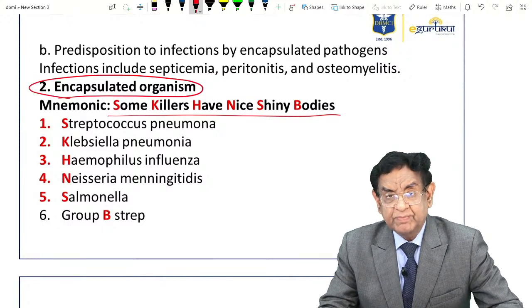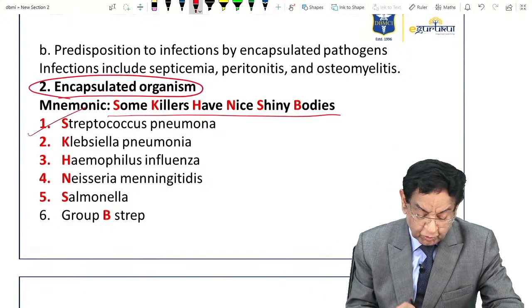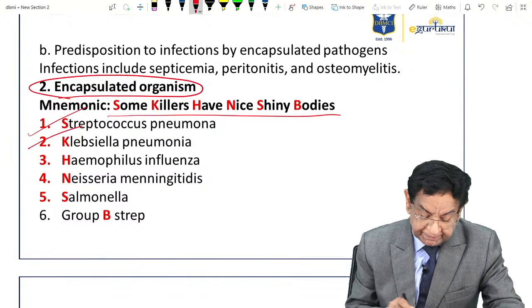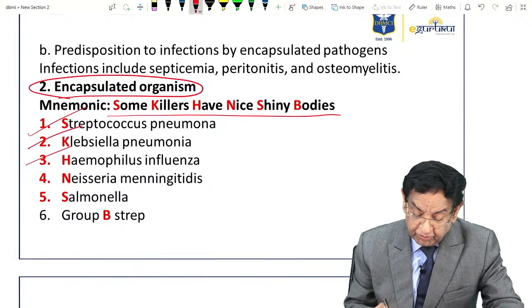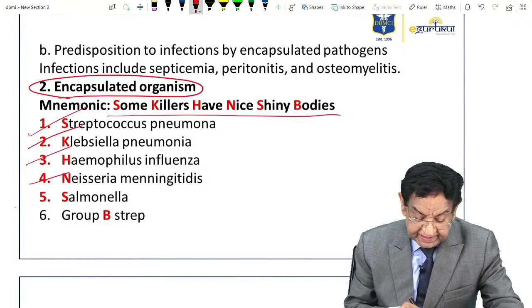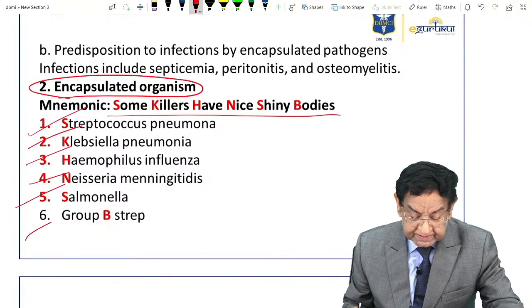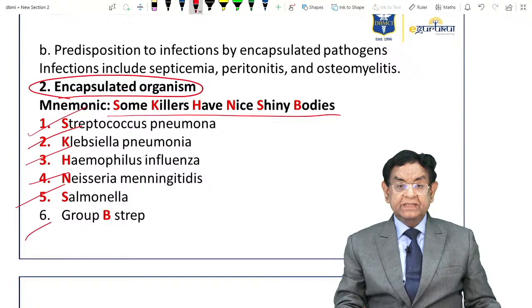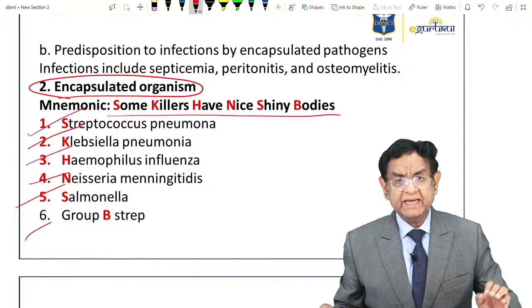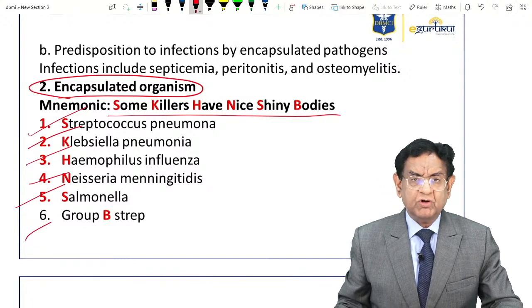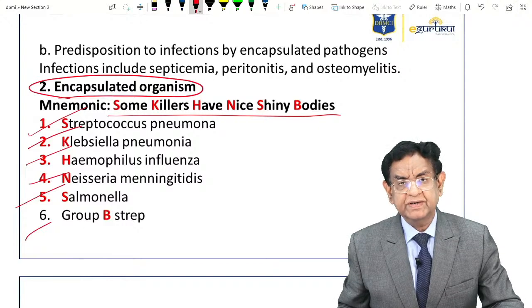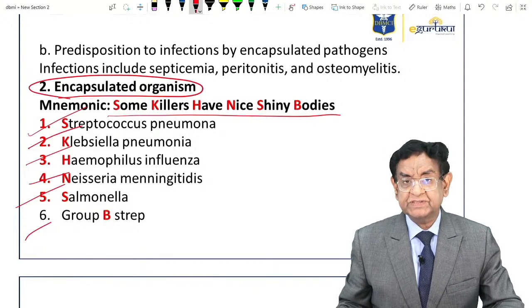What does the mnemonic stand for? S for Streptococcus pneumoniae, Klebsiella, Haemophilus, Neisseria, Salmonella and group B Streptococci. This is the mnemonic. They are encapsulated bacteria, which commonly cause infection after splenectomy or in a case of sickle cell anemia.